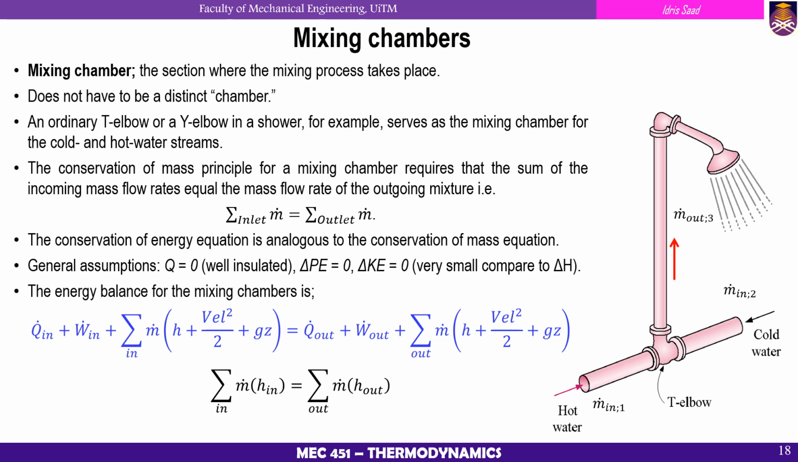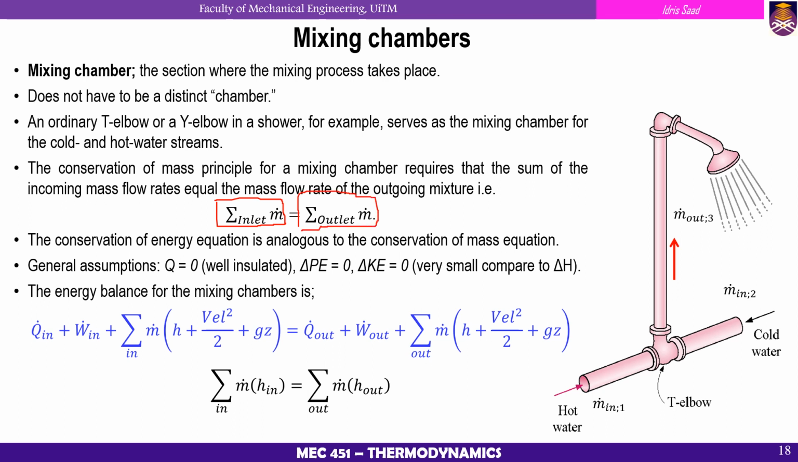For mixing chambers, we need to do the analysis based on the conservation of mass principle, where for a mixing chamber, it requires that the sum of the incoming mass flow rates is equal to the mass flow rate of the outgoing mixture. Mathematically, the summation of the inlet mass flow rate is equal to the summation of the outlet mass flow rate.